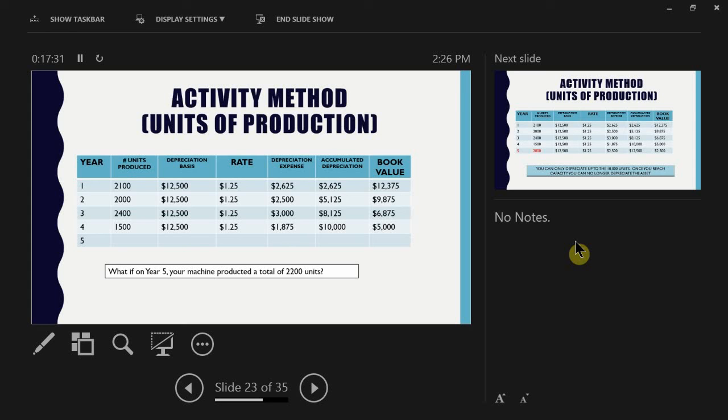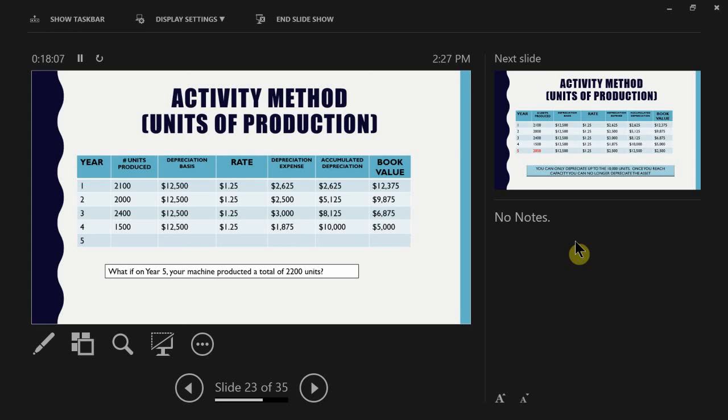Could you repeat that? The depreciation expense is going to be your per unit rate multiplied by the number of units produced that year. So 2,200 times 1.25 is 2,750. Yes, I got 2,750. Anybody else? Me too, 2,750. Okay, good.